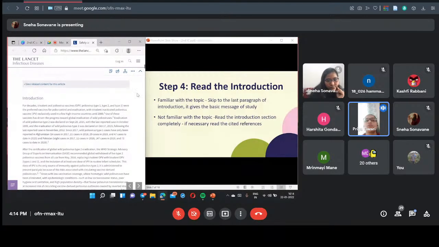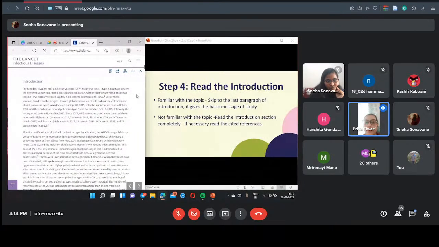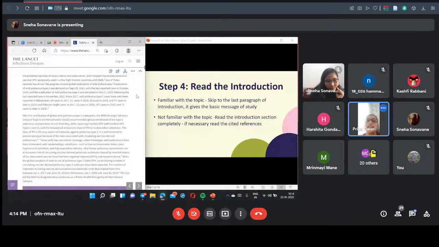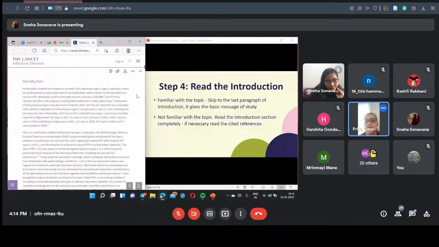So after skimming through the paper and having done the first reading, this is the next step which you have to follow, which is step 4. You have to read the introduction. So if you are a beginner reading a research paper and you're not already familiar with the topic, then you have to read the entire introduction section completely. And if necessary, you also have to read the cited references.